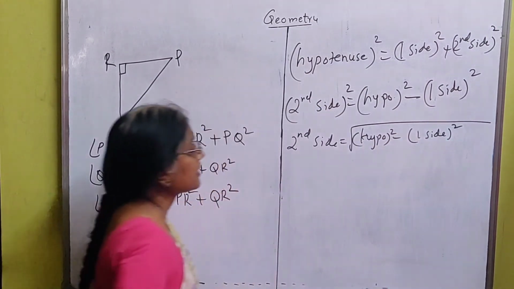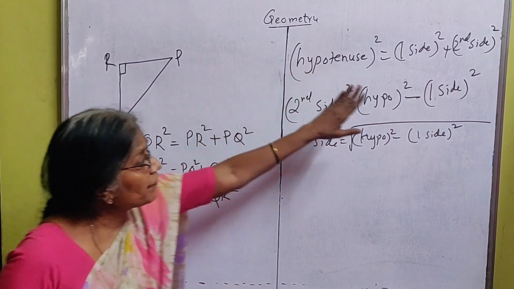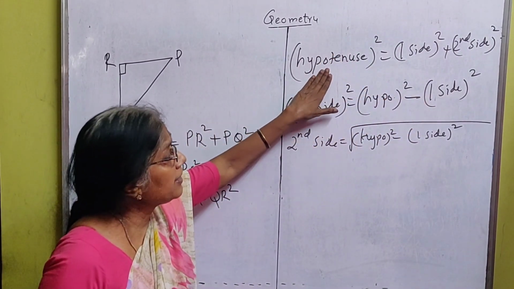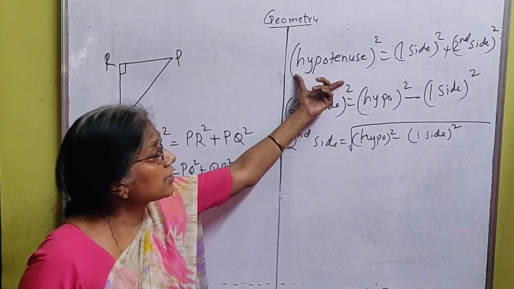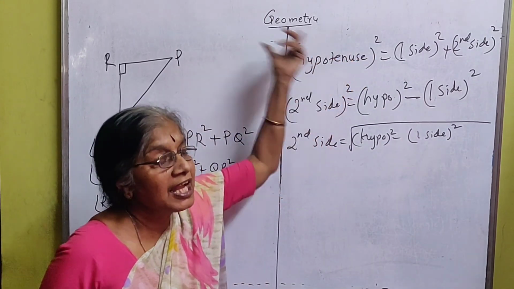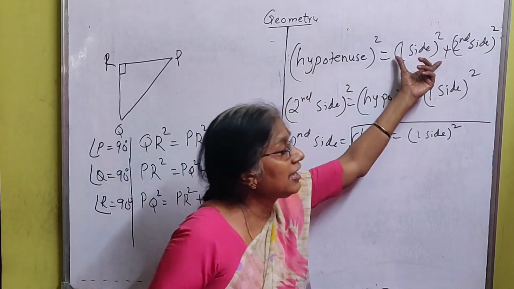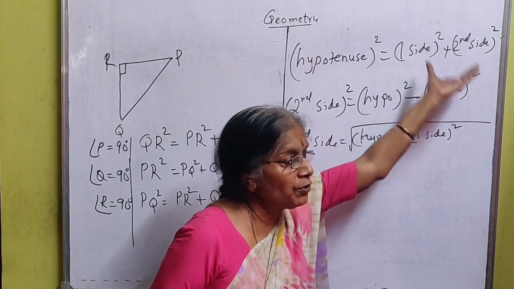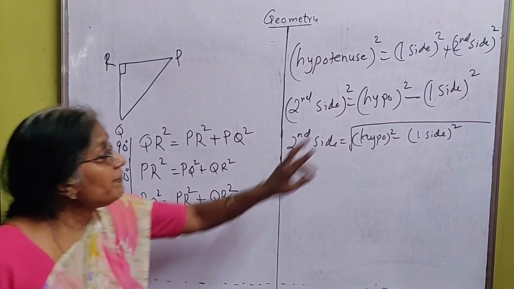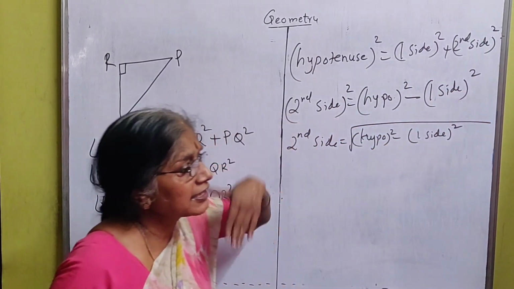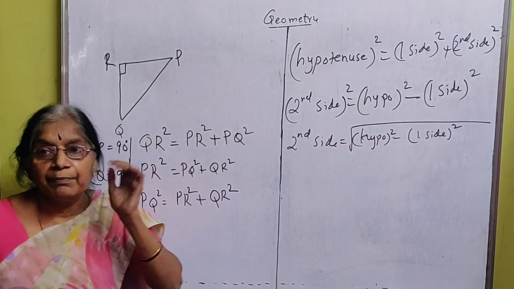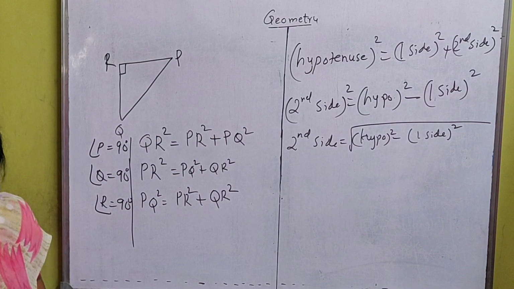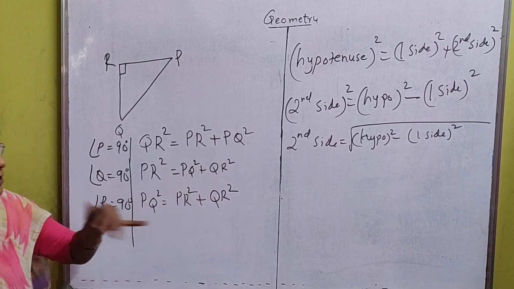So remember this, when one of the sides is given and the hypotenuse is given, how do you find the other? Orally you can take the square of the hypotenuse minus the square of the given side, then take the square root, and you will get the second side. If both sides are given, take the square of both sides, add them and find the square root, and you will get the hypotenuse. So you came to know how to do this. This is what the sums will be based on.